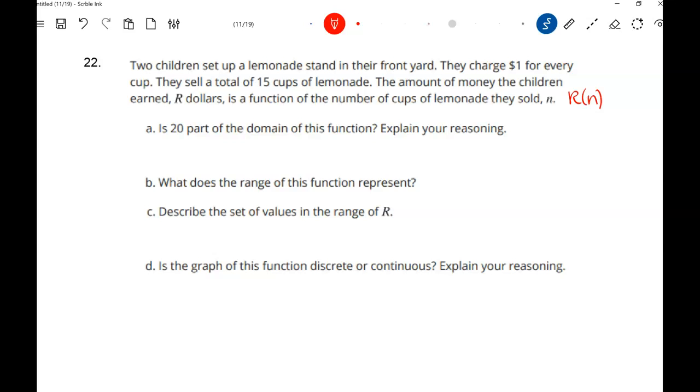Remember, the domain is the independent variable, which is N. That's the number of cups of lemonade they sold. It says they sell a total of 15 cups. So 20 is not part of the domain, because only 15 were sold.